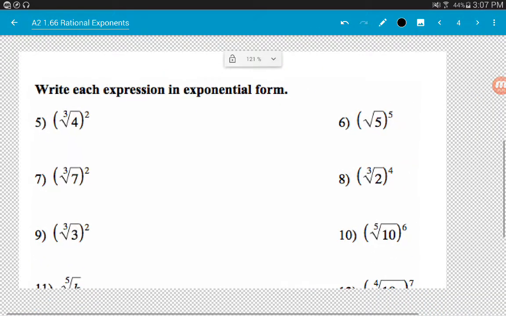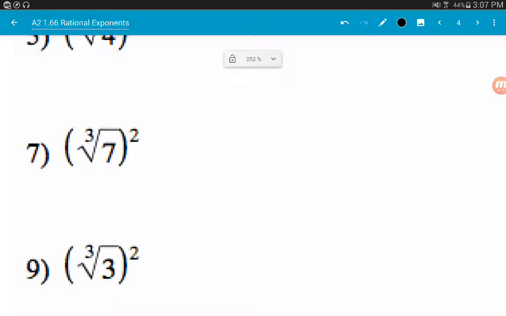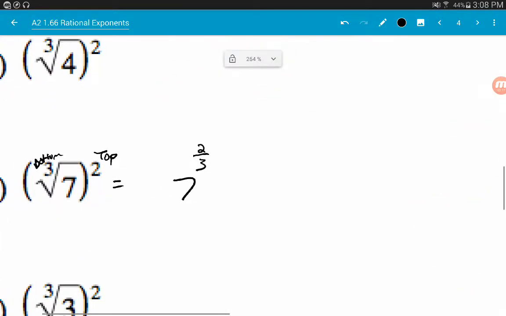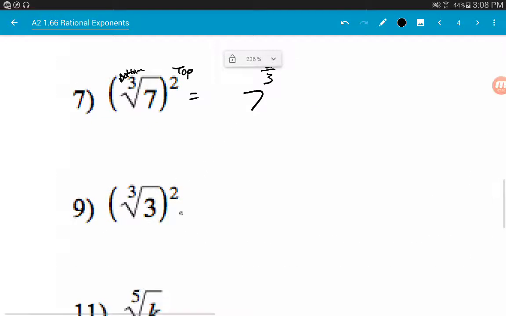On the front, all we have to do is rewrite them. So if we're rewriting this in fractional exponent form, I know that this right here is the power, and this right here is the root. So this is going to go on top, and the root is going to go on bottom. It's the numerator and the denominator. So I have 7 to the 2/3 power. And that was the only instruction that was really given. Rewrite it in exponential form. So this right here would be 3 to the 2/3 power. Simple.